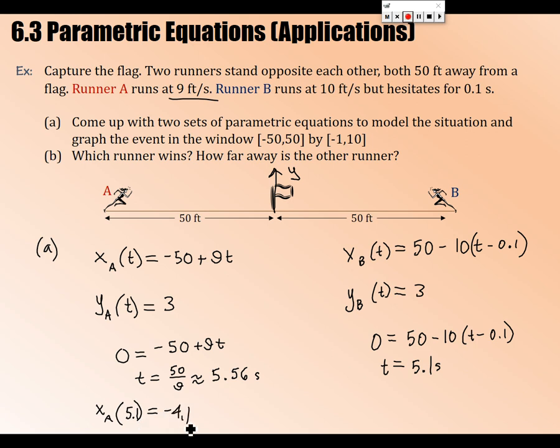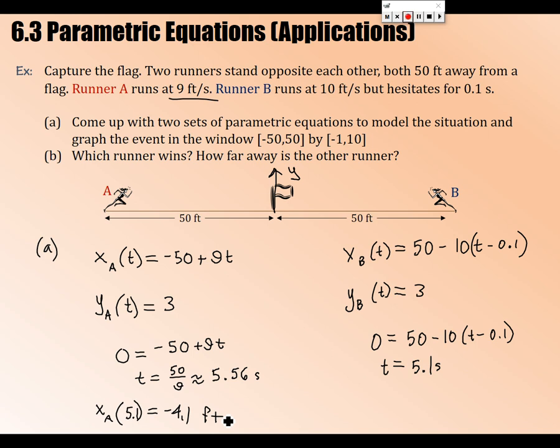Yeah, so this race really is nip and tuck. The moment B hits the flag, runner A is only 4.1 feet away. That's heartbreaking. All right, we gotta quickly, 4.1 feet is the answer to the second piece there.